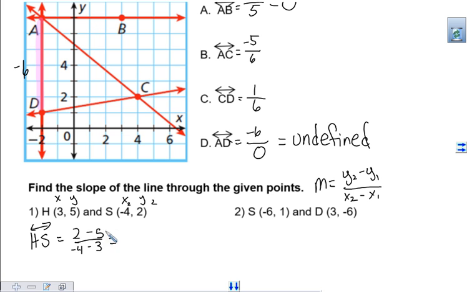2 minus 5 is negative 3. Negative 4 minus 3 is negative 7. Now a lot of you will tell me that we're good. We're not, because we have 2 negatives here, and that should change to a positive. Always make sure you reduce your fractions.